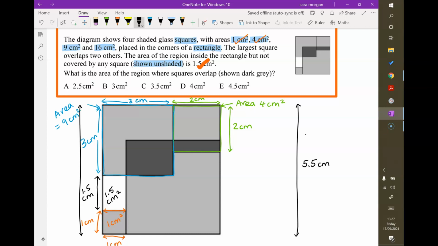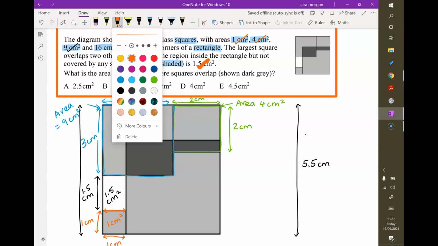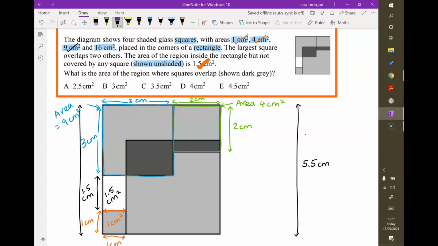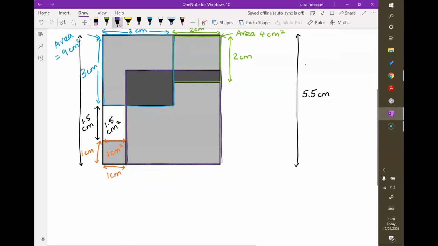That's quite useful. Right, so let's have a look at the last clue. Now I can see that the area of the largest square inside is 16 centimetres squared. So I'm going to grab a different colour. I think I might have a nice purple there. Make sure I've got the right width there. So my purple one is just at the bottom here, and that's got an area of 16 centimetres squared. I'm just going to write that there. And of course that would imply that the length of that square must be 4 centimetres by 4 centimetres.